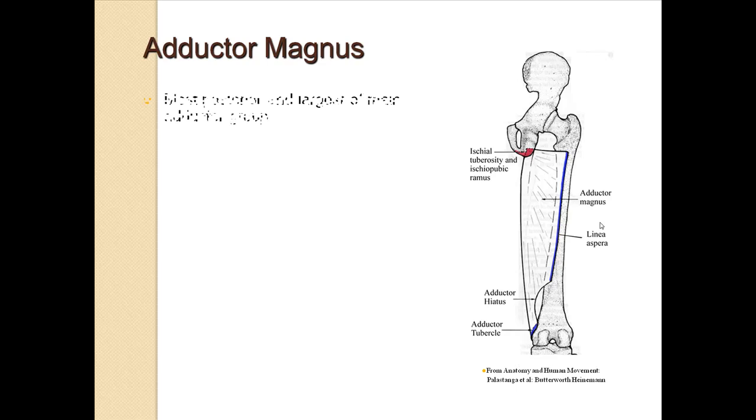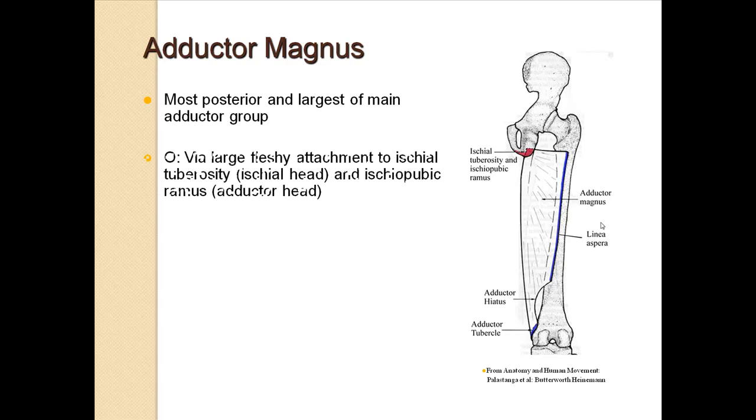L2-3-4. Adductor magnus is the largest and most posterior of the adductor group. It has two heads, the ischial head and the adductor head, that are continuous with each other in their proximal attachment. The ischial head arises from the ischial tuberosity. It shares a common proximal attachment with the hamstring muscles. The adductor head arises from the ischial ramus or the ischiopubic ramus here.